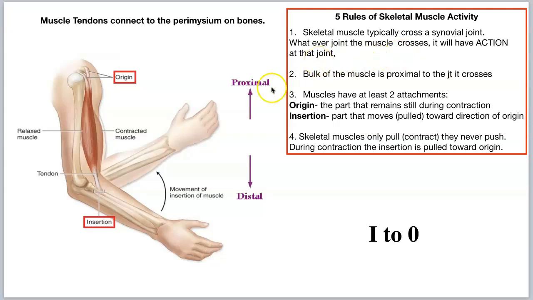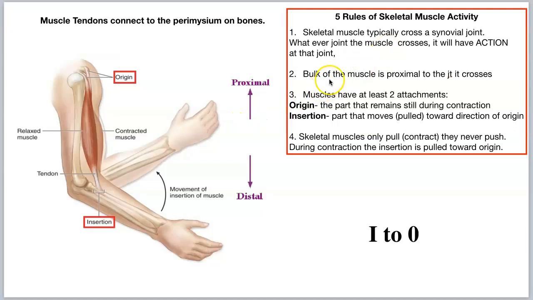What does that mean? Here is a muscle. It is crossing this joint, this elbow joint, this synovial joint. This is a hinge joint. If it crosses a joint, it will have action at this joint. But this muscle is crossing it right here. So we know it's going to have action at this synovial joint.